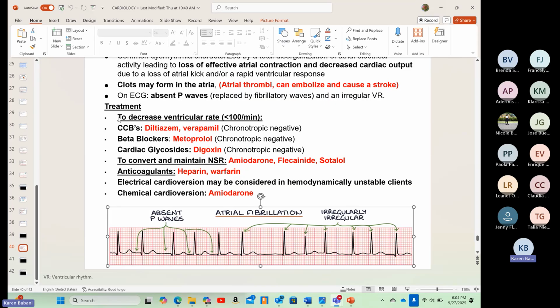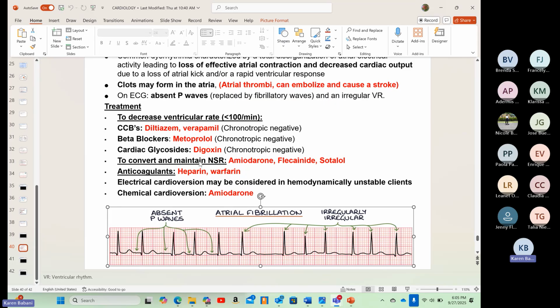So like I said, there are certain goals that we have for treatment. We want to decrease the ventricular rate. We want to convert the rhythm, meaning taking them out of that AFib and turning back into a normal sinus rhythm. And you need to give anticoagulants to prevent the formation of thrombi, because, remember, there's not enough perfusion. The blood backs up, it stays in the atrium, and it forms clots.